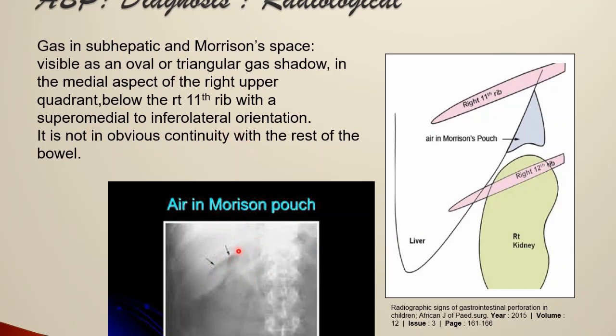superomedial to inferolateral in orientation, not in continuity with the generalized pneumoperitoneum, and lying underneath the 11th rib. So that's the 11th rib, and you can find it lying under this, and it's a triangular gas shadow. See the triangle out here? It's just shaped like a triangular gas shadow.